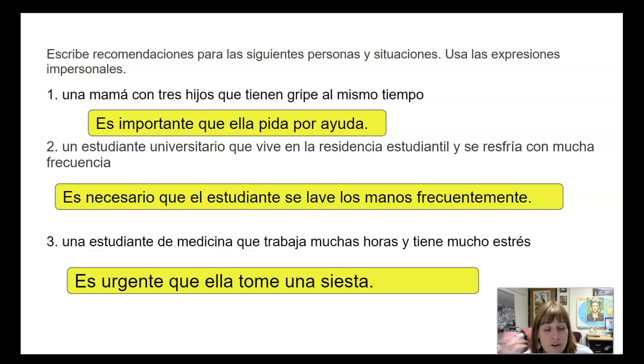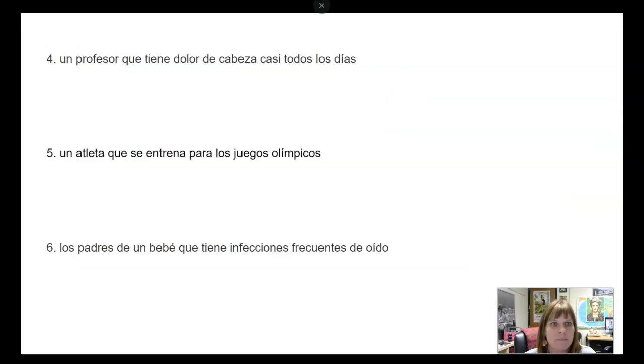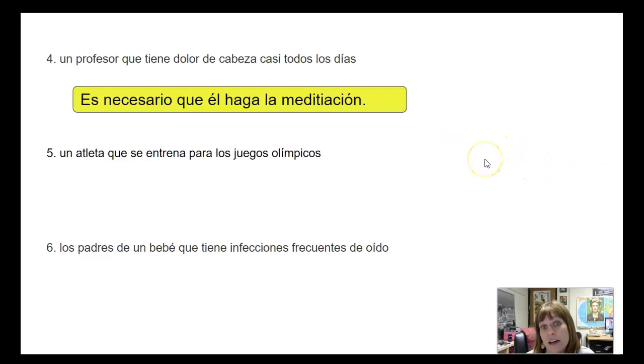Mi consejo, my advice, es urgente que ella tome una siesta. It's urgent that she takes a nap. Pero hay un montón de consejos. There's a lot of advice that we can give. Those are just some. Un profesor que tiene dolor de la cabeza casi todos los días. A professor that has a headache almost every day. Es necesario que él haga la meditación. No sé. Quizás él... Es necesario que él duerma más, that he sleeps more.